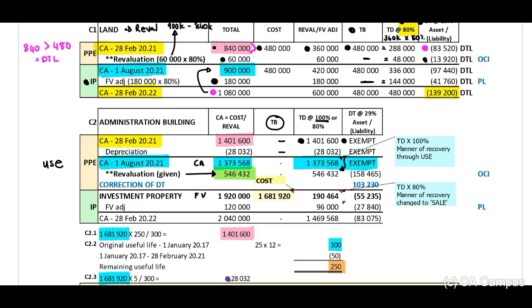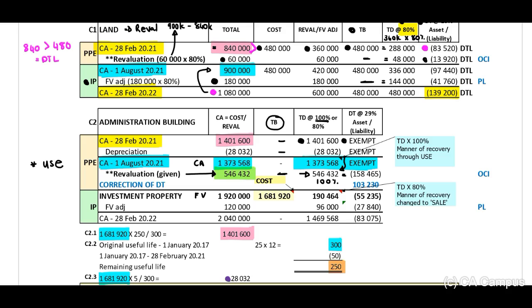546432. Now, is this a tax adjustment? No, therefore 0 in terms of our tax, and we will have temporary difference of 546432. 100%. Why 100%? Because our manner of recovery is through use. Therefore, temporary difference times 29%, 158465. Deferred tax liability because the carrying amount of your asset exceeds the tax base.